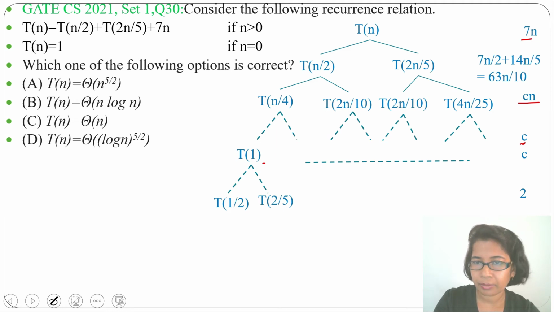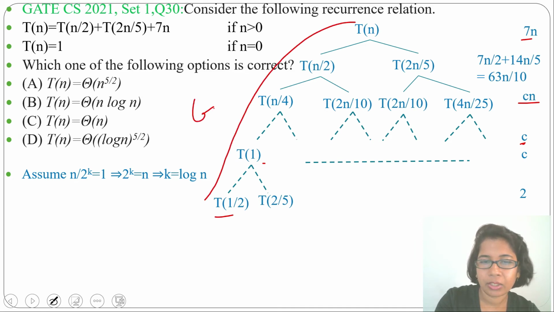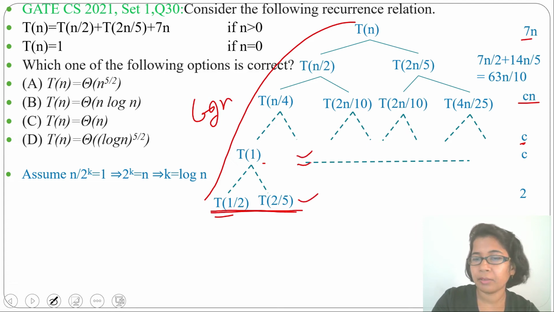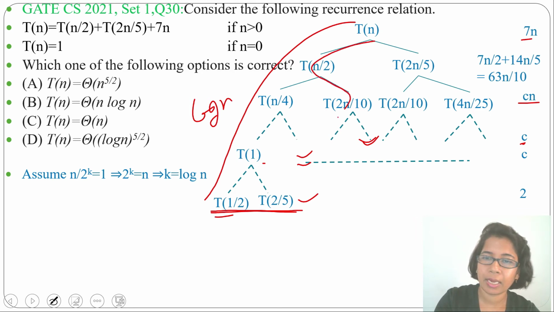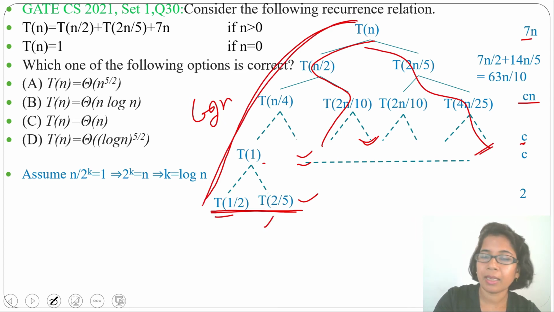So what is the height of this tree? Just assume n divide 2 power k equals 1. So 2 power k equals n. K is log n. Now this height is log n. But this is not a complete tree. All leaves are not at the lower level. All leaves are not here. So here may be some leaf, here may be some leaf. So all are not at the same level. So this height may be different. This height may be different. Here the height is less than this. In this path height is log n.